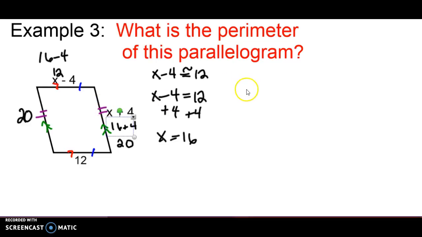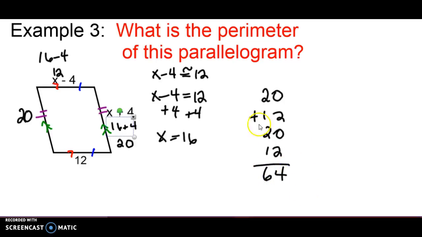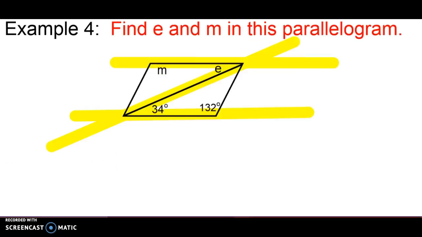If we're looking for the perimeter, we're going to add them up, and we'll have 20 plus 12 plus 20 plus 12, which gives us 64. I didn't give you units on this, so we'll just say units. So 64 units is the perimeter of this parallelogram. Finally, we'll move on to example 4.